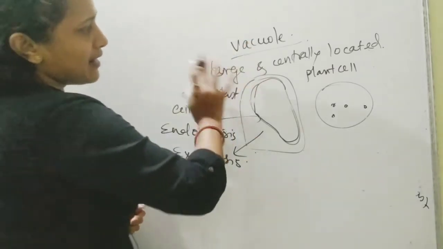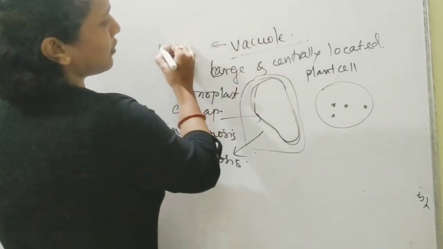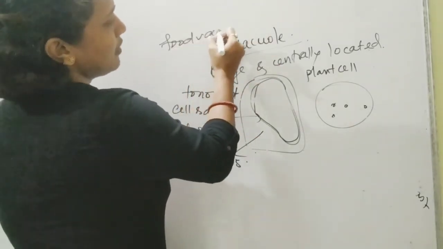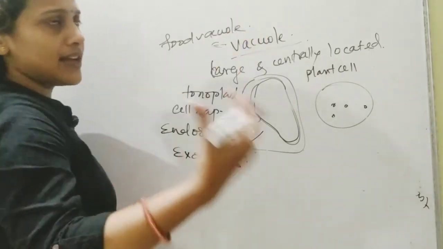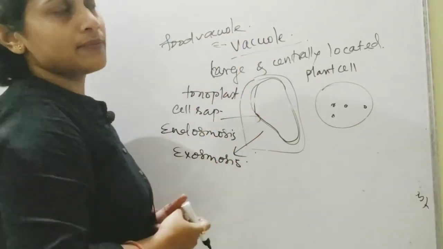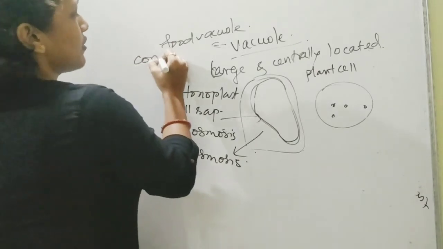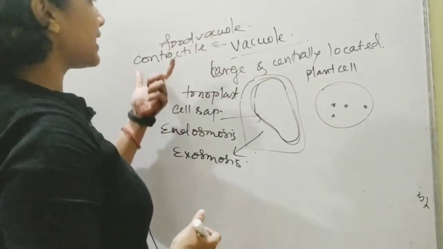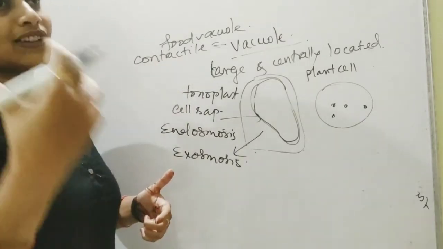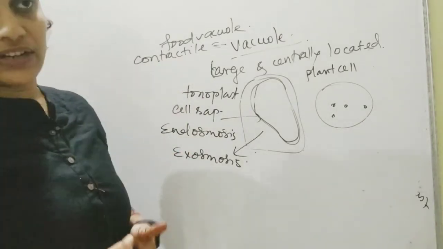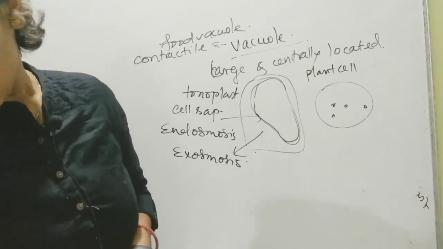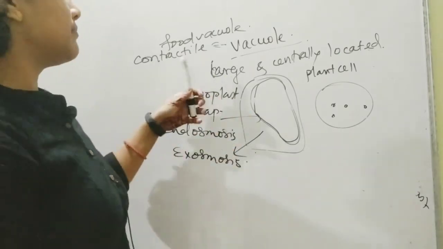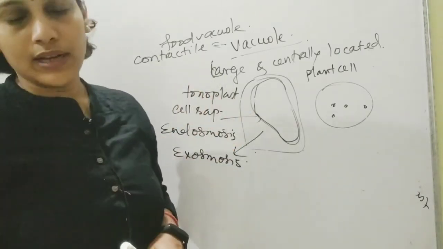Then depending upon the usage, we have food vacuoles, which store the food and are utilized as the food reserve for times of need. And then there are contractile vacuoles in protozoans. Contractile vacuoles help in maintaining osmoregulation. Depending upon the outer environment, they help in maintaining the osmoregulation of that particular cell.